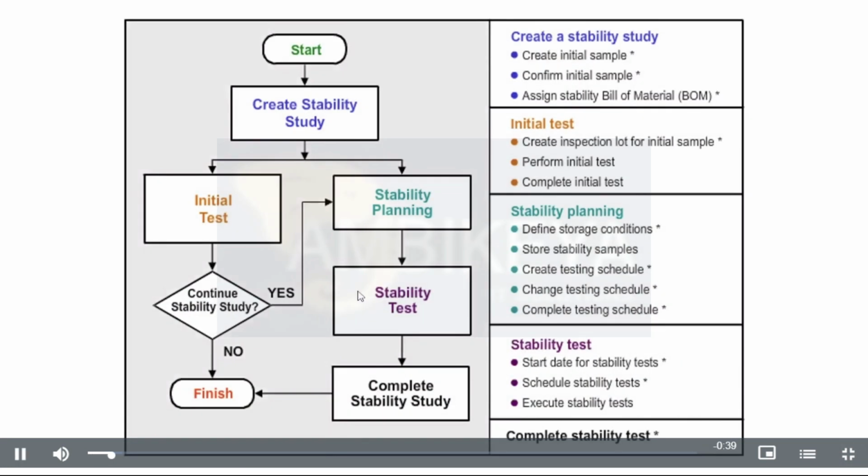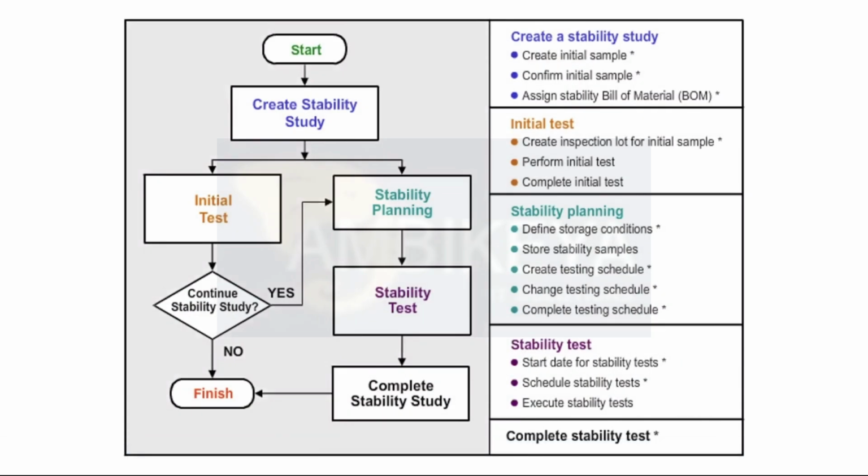The stability study process consists of three main phases, that is, initial test, stability planning, and stability test, and several subordinate process steps, as shown in this figure. The illustrated process steps show a typical process flow. The stability study is a solution that can be flexibly adapted to suit the requirements of different users, and therefore other process variants are also possible.